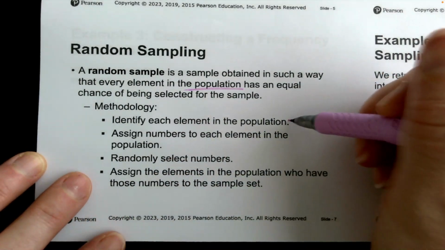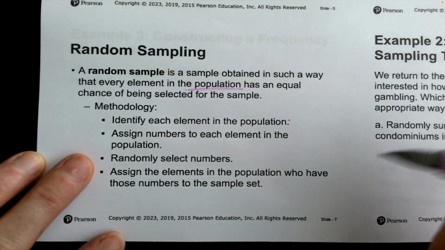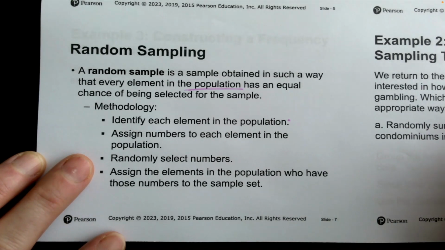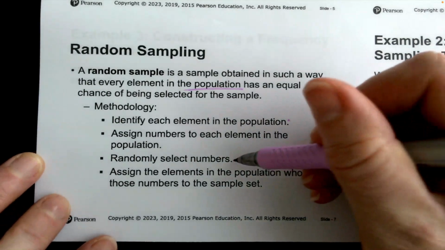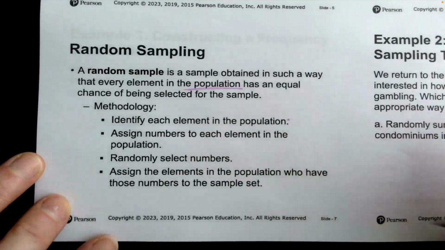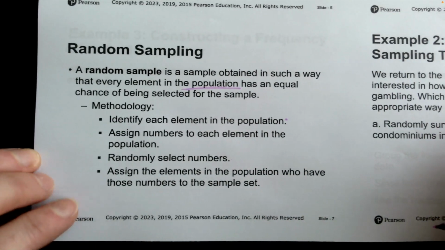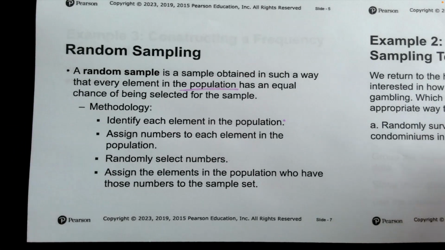So you first need to know what each element in the population is. Then you can assign numbers to each element of the population. Randomly select numbers, and the members of the population who have those numbers go in the sample set. That would be considered a random sample.